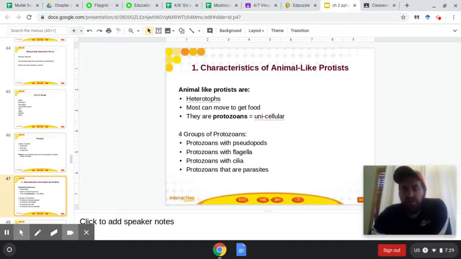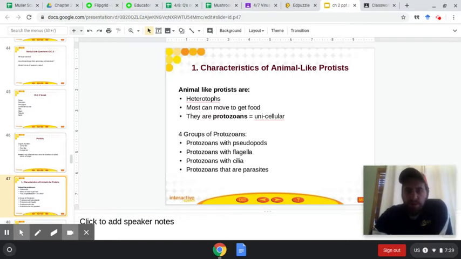Number 1, the characteristics of animal-like protists. They're heterotrophs, meaning they have to go get their food. Most of them can move to get their food. And they're protozoans, which means they're made of one cell. 4 groups of them we talked about. You need to know those.